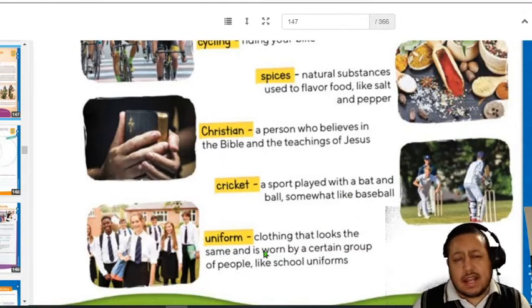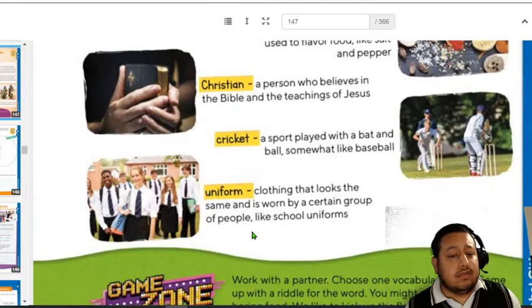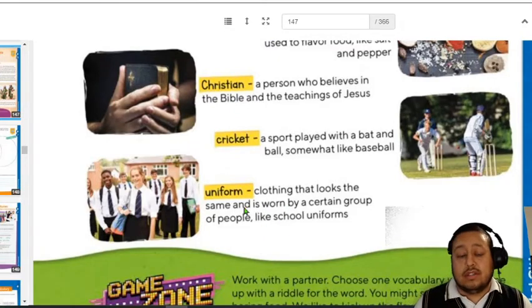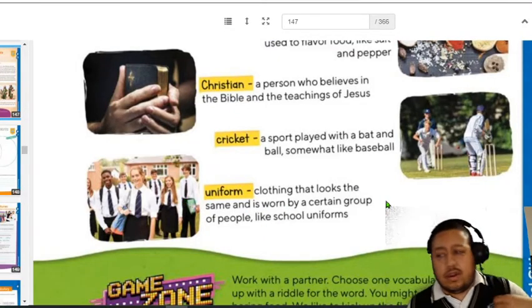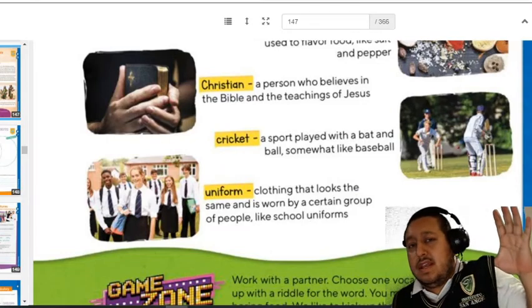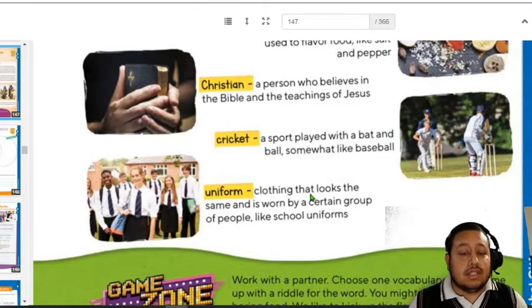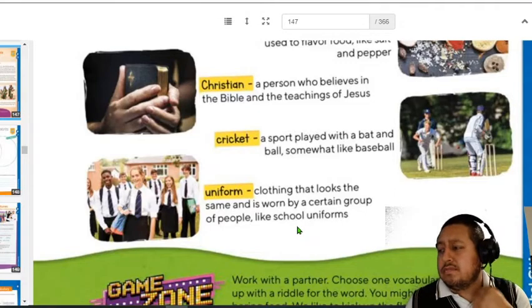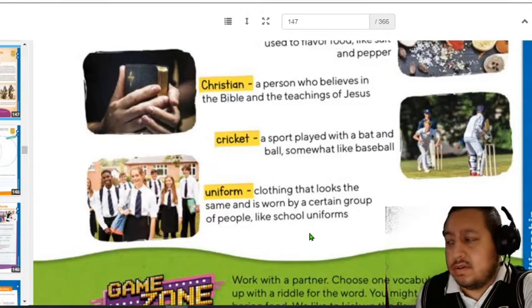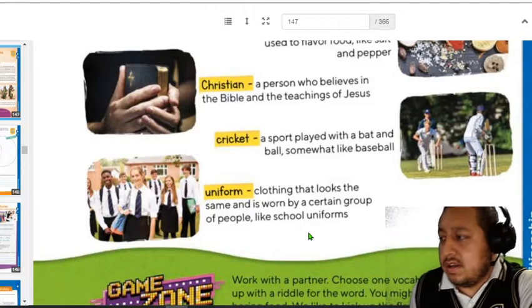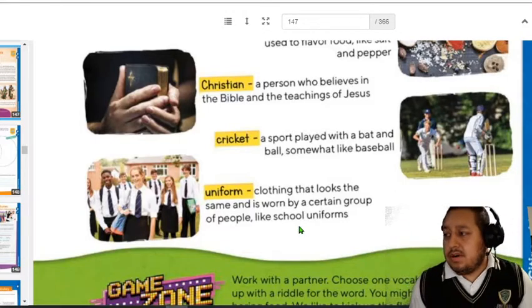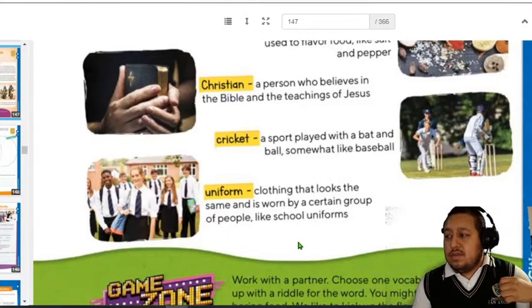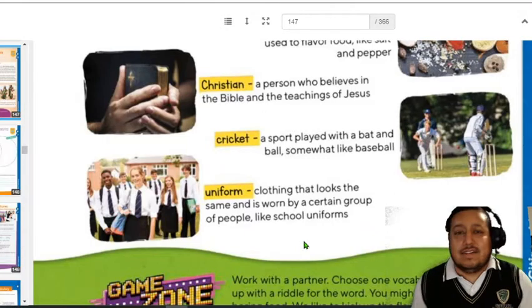And the last vocabulary word for today is uniform. So uniform, you know what is uniform, right? Do you like uniform? I have the uniform, look, Casan Angel's uniform. It says clothing that looks the same and is worn by a certain group of people, like school uniforms. So do you like your uniform? Do you like this uniform? Yes or no? Tell us. I'm sorry, I'm just moving my camera so you can see my uniform. You got it.